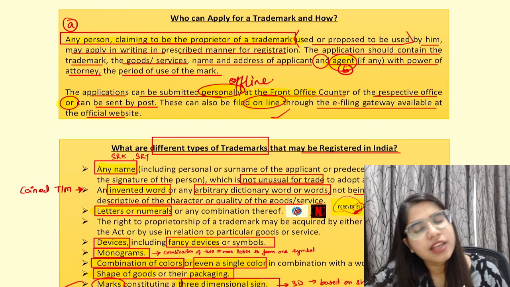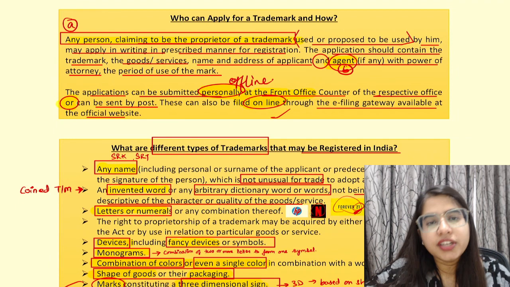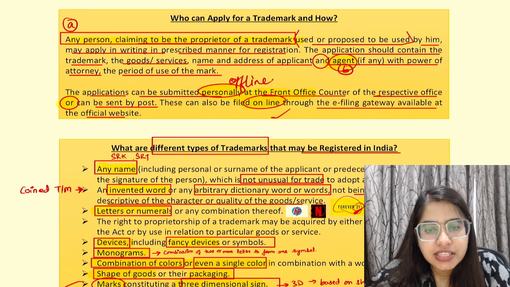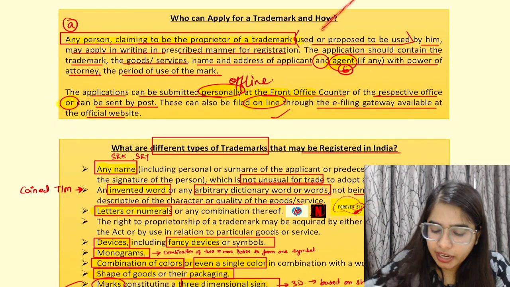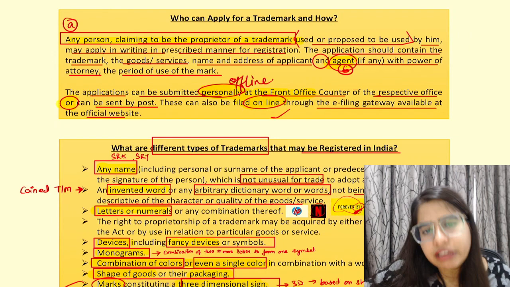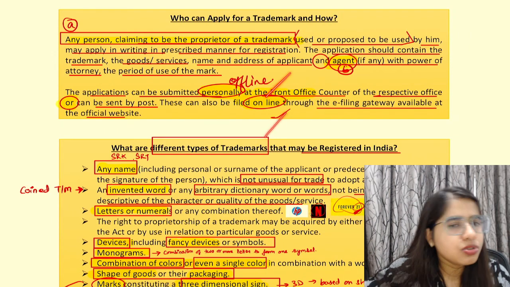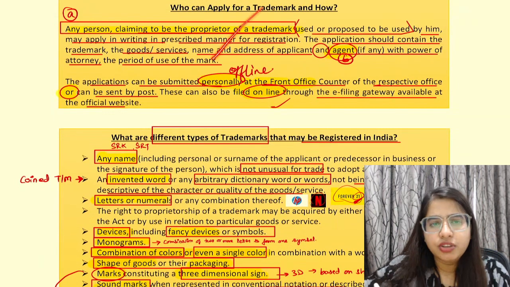98% of the applications have turned online, so most of the people are applying online only for the registration of trademark. Are we clear with this? So here please understand one point: who can apply for the trademark? Any person who claims to be the proprietor can apply, or even his agent can apply. Kaise apply? Online also, offline also, it's up to them. Not very important. Are we clear with this? You can just have a read over it.